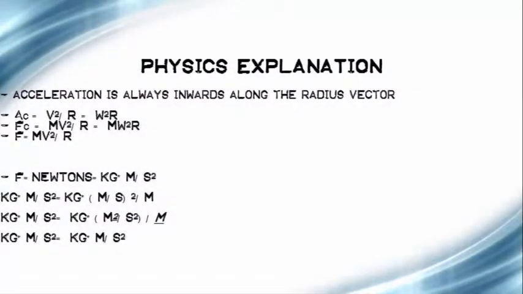In centripetal forces, the direction of the acceleration is always inwards along the radius vector of the circular motion. Also, the magnitude of the centripetal acceleration is related to the tangential speed and angular velocity, as follows. So if we combine both formulas, we obtain this one. But we will use the one that involves velocity.